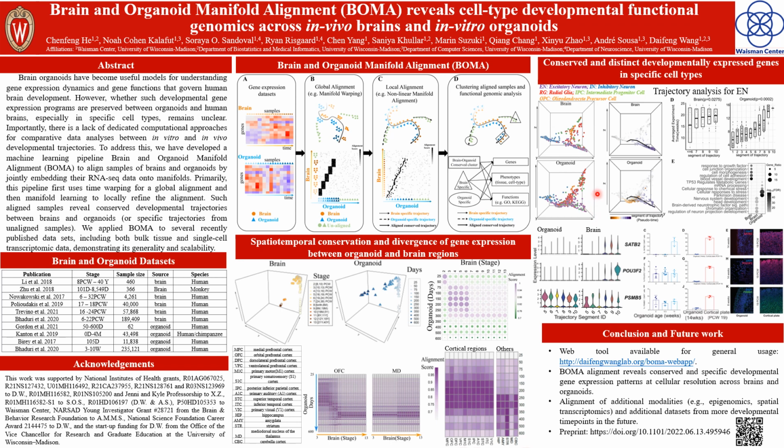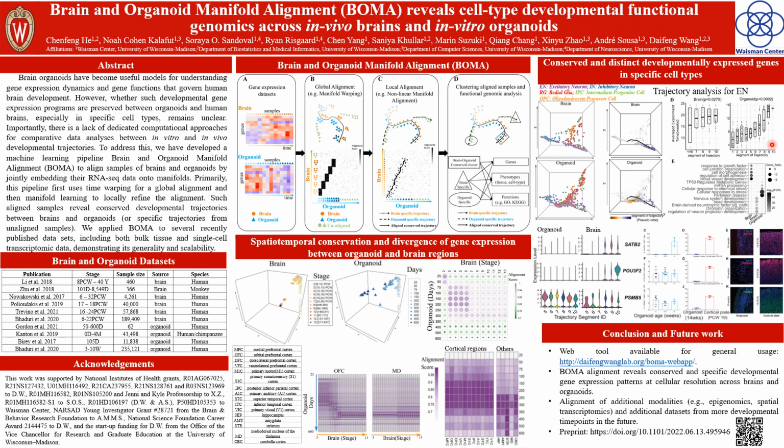Then for the excitatory neuron, we inferred the pseudo-timing trajectory, and for both the brain and organoids, we correlated this pseudo-timing with the actual timing from the experiment. We found a good correlation between the pseudo-timing and the experiment time, both within the brain and within the organoid, which indicates our inferred pseudo-timing makes sense.